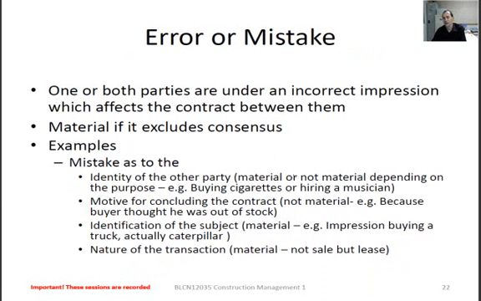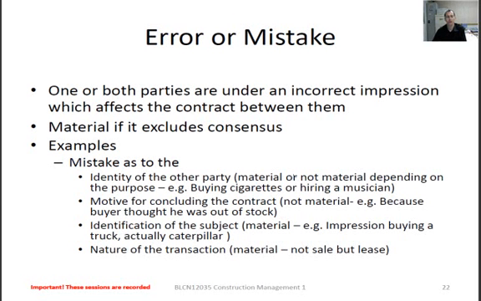All right, so if we look at the error or mistake, how do we handle that? If both parties are under the incorrect impression, how will it affect the execution of that specific contract? Can we move it back? Can we undo the contract? Who is it going to benefit, and to whose detriment is it going to be?